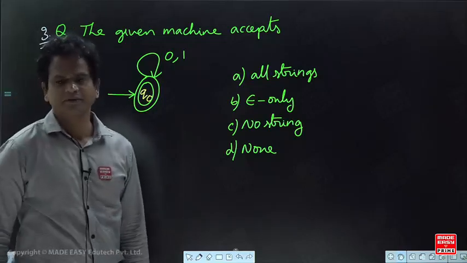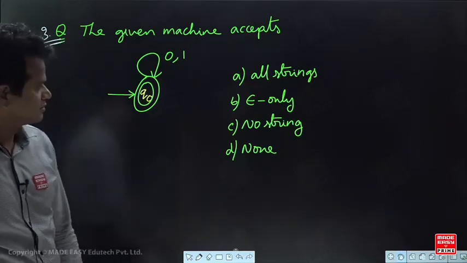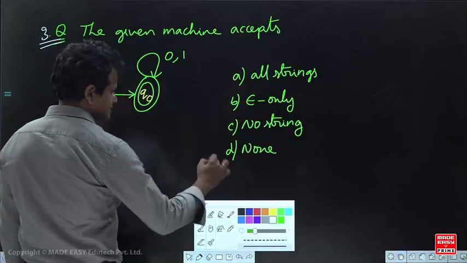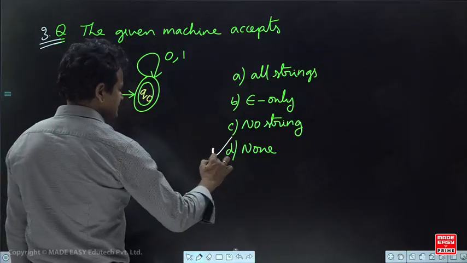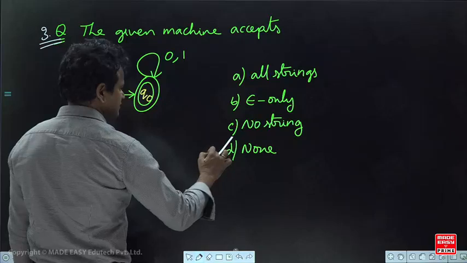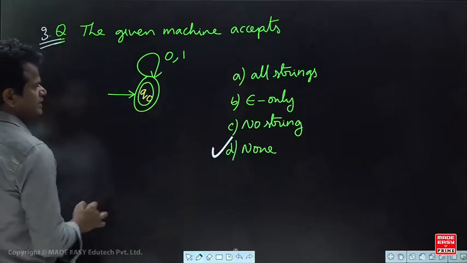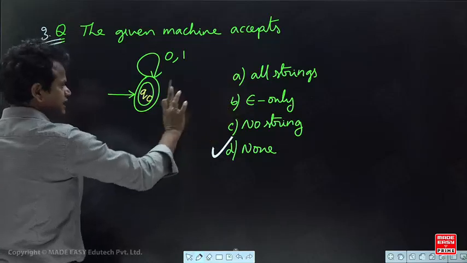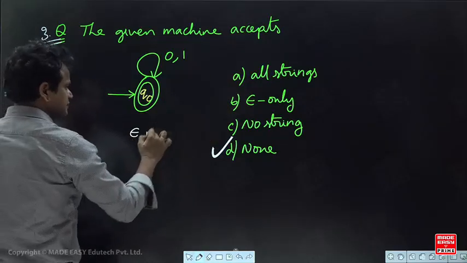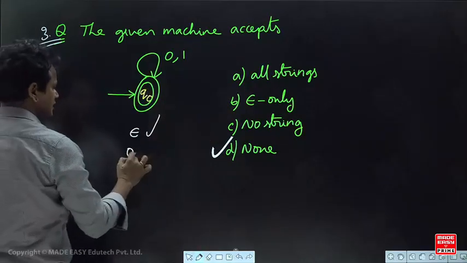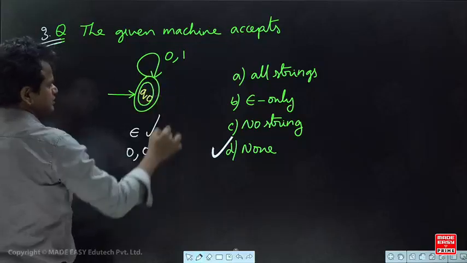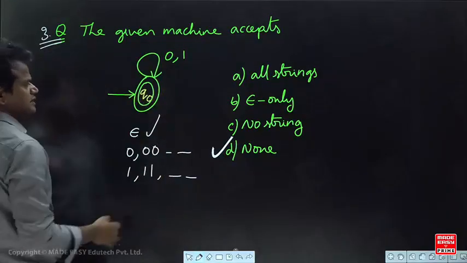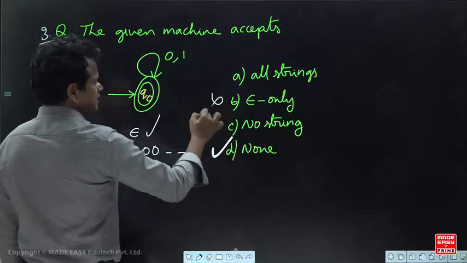Okay. So the answer here is none. It is a tricky question. Answer is none. Will it accept epsilon only? No. It accepts epsilon and also 0 and also 00 and also 000, also 1, 11, and any combination of zeros and ones. So only epsilon is not correct.